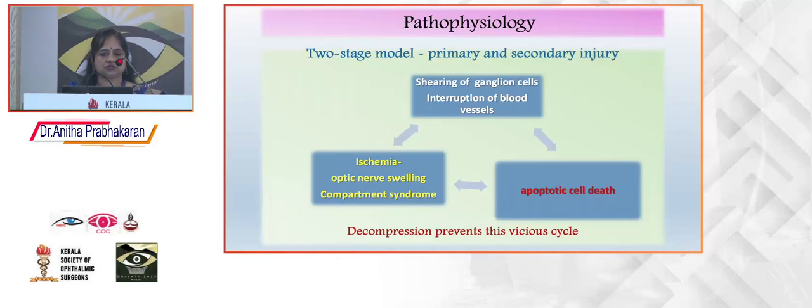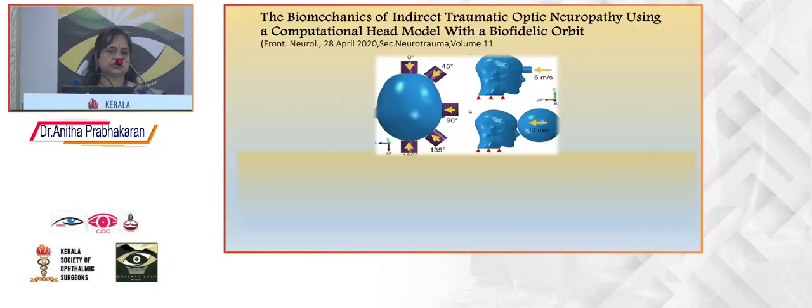So that's a two-stage model theory, where first what happens is a shearing of the ganglion cells and interruption of the blood vessels. And that causes ischemia and optic nerve swelling, which leads on to a compartment syndrome. And this pressure effect will cause apoptosis, which will continue as a vicious cycle. So that is where the role of decompression comes in.